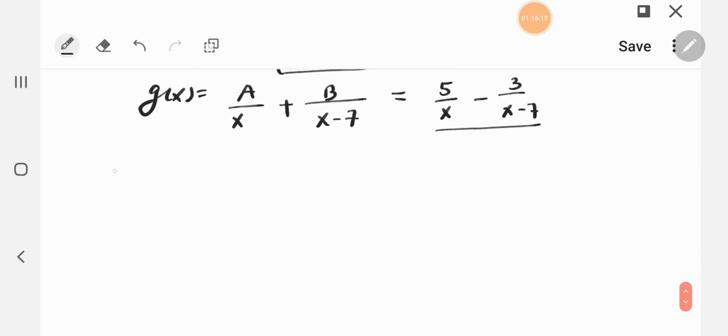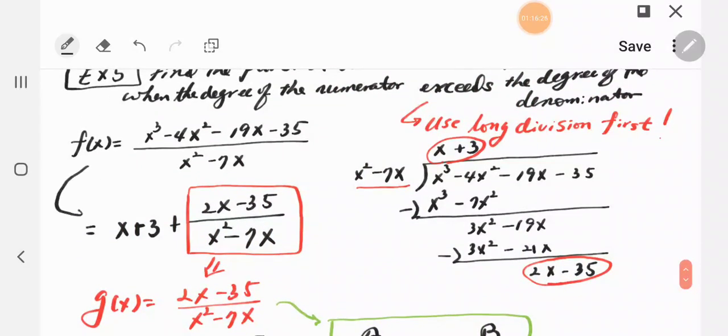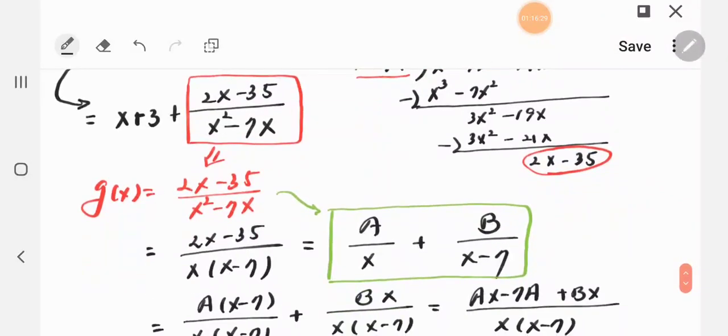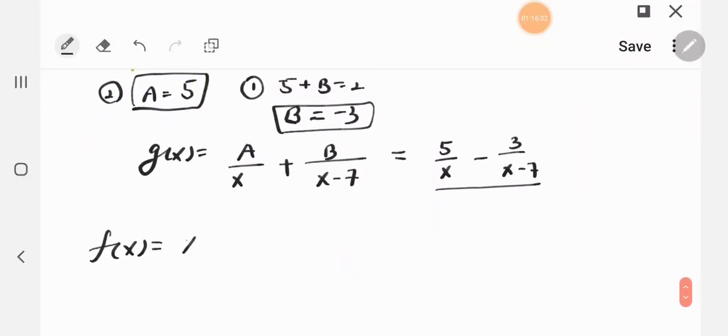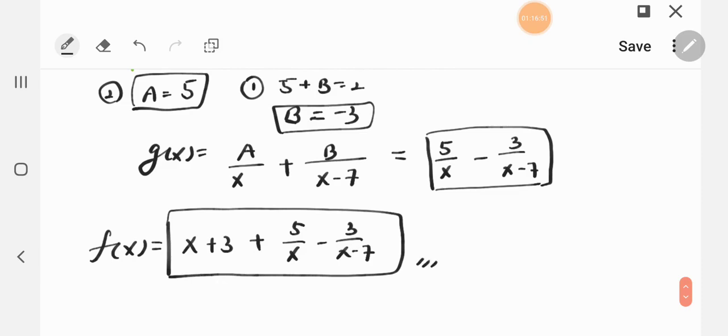Then what is f of x? If we go up here, this is the f of x: x plus 3. So you can write it as x plus 3 and then g of x. And this is the g of x, so 5 over x minus 3 over x minus 7. So this is the partial fraction decomposition of a function whose degree of the numerator is larger than the degree of the denominator.